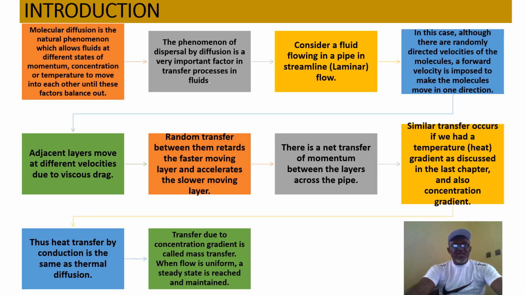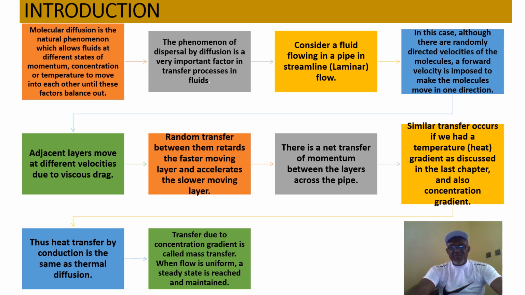Now, at some point after that diffusion, equilibrium is reached as it balances out. It might appear that the perfume is no longer there, but it's still there. It's just because there is no longer diffusion. The concentrations are balanced out. The phenomenon of dispersion by diffusion is a very important factor in transfer processes in fluids.